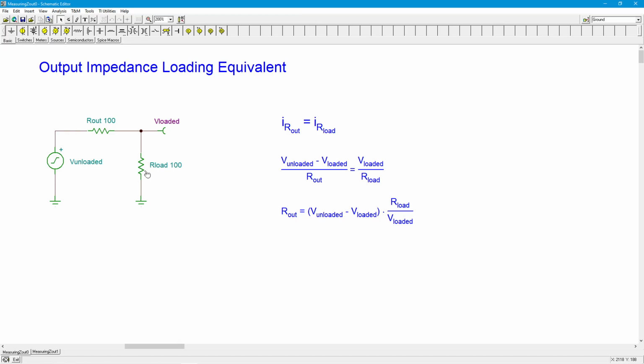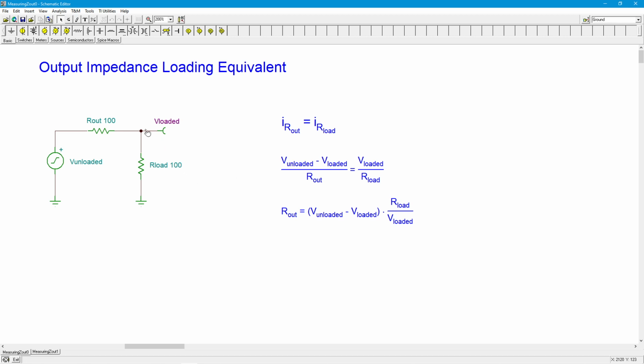Basically, in a series loop, current's constant. So the current through R out has to equal the current through R load. Well, what is the current through R out? It's the voltage across it divided by the resistance. The voltage across it would be the voltage on one side, V unloaded, minus the other side, V loaded, right? There that is, divided by the resistance, R out.